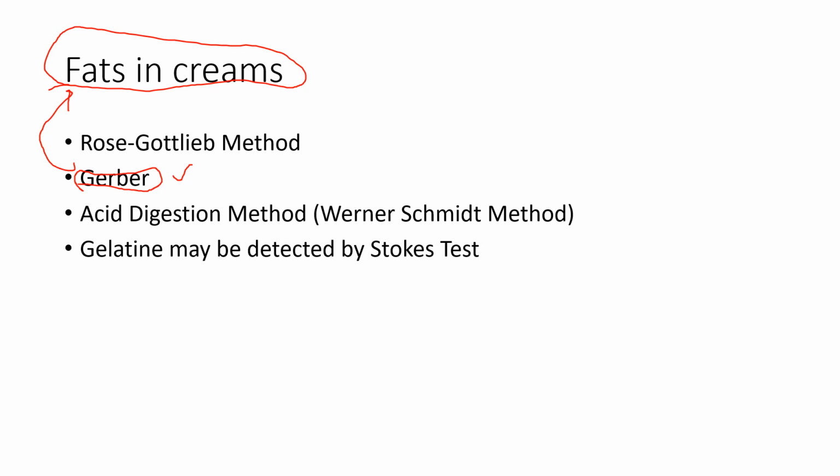That is very helpful. The next is the Rose Gottlieb method and acid digestion by the Werner Schmidt method. Just remember the names, that's very helpful. And gelatin can be detected by the Stokes test. So the name, what compound is used, and what color we get at the end product are the crucial elements to remember from your exam perspective.